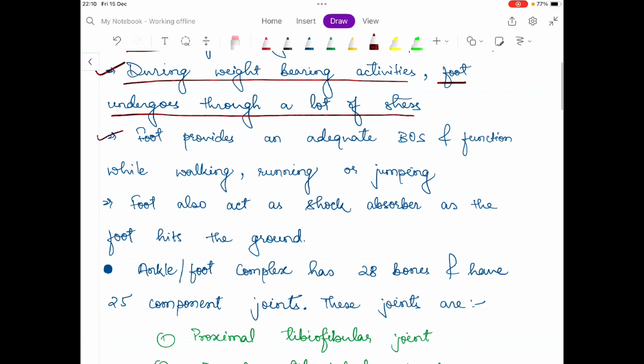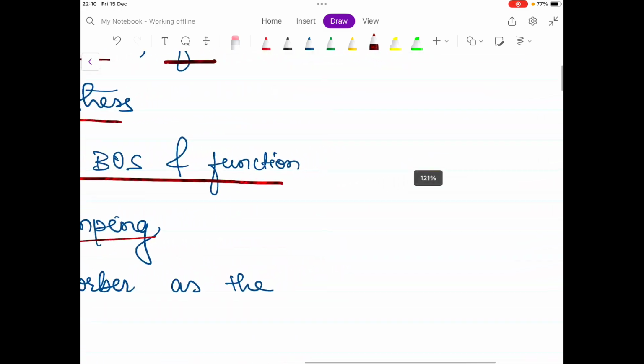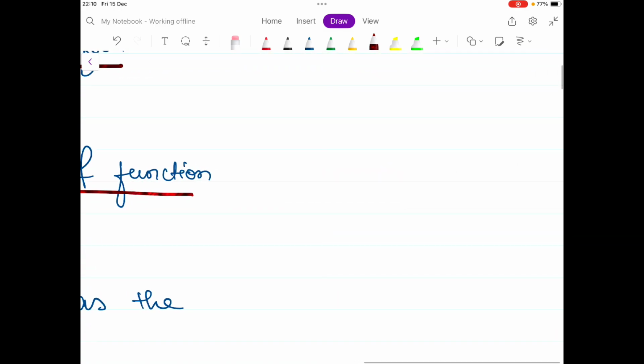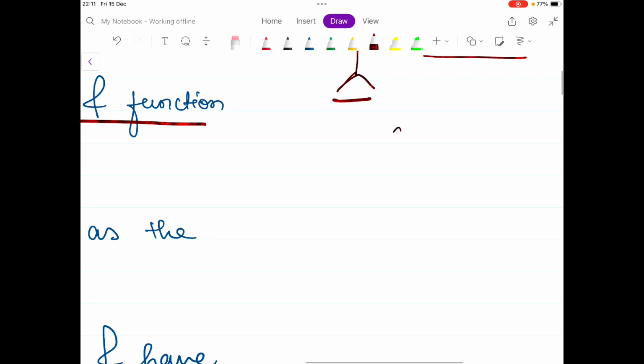The foot also provides an adequate base of support and function while walking, running, jumping, etc. What does base of support mean? Let's talk about the base of support with an example. Let's say this person is standing here. We'll draw another diagram. Let's say this person is sleeping here on the mat. Let's say this person is sitting in a chair. Okay, these are his hands and this is the chair.